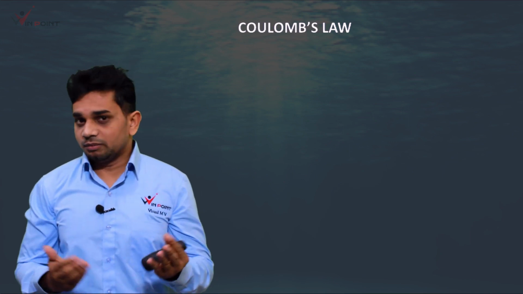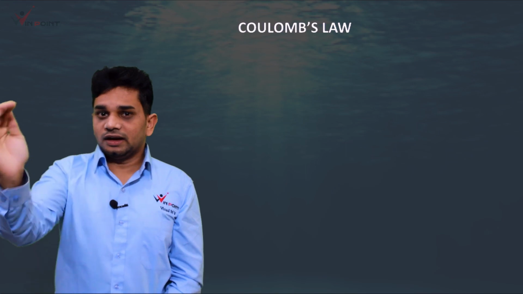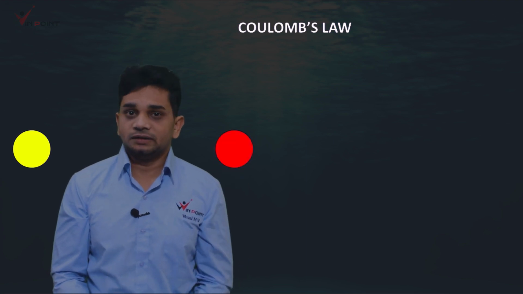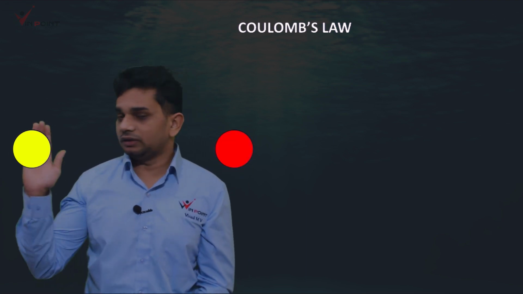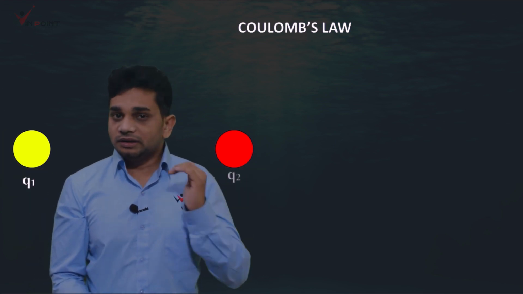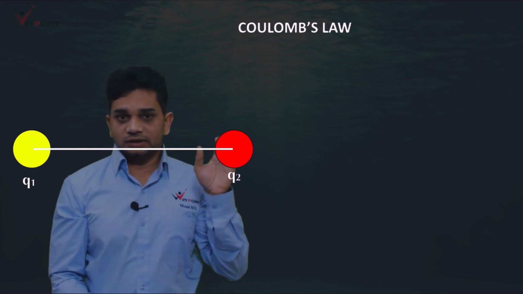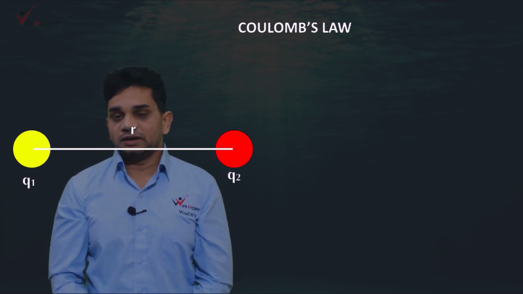Coulomb's law. Coulomb's law is dealing with force. If you are considering two charges, they can be positive charges or negative charges. If you are taking any two charges, there will be an interactive force between the charges. It will act in a straight line direction. For that we are considering two charges, charge number 1 and charge number 2, Q1 and Q2. The distance between these two charges is R. This we are considering here.